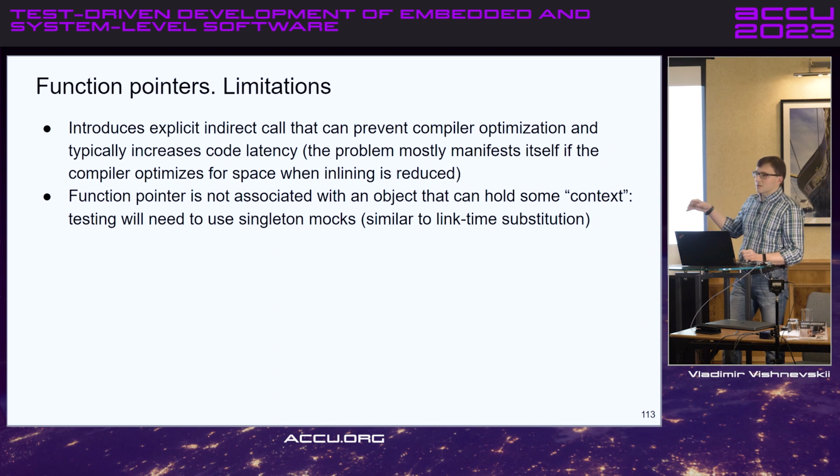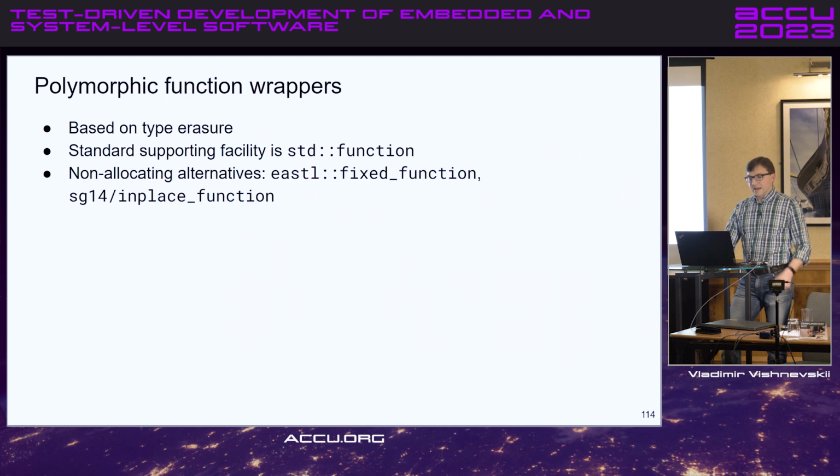A function pointer is also not associated with any object unless it is specifically designed for this, and when we try to adopt an already existing API, that is most likely the case. If it doesn't have any context, we again use some singleton mock to substitute for test purposes. So it is similar to link-type substitution, but we are injecting at runtime.